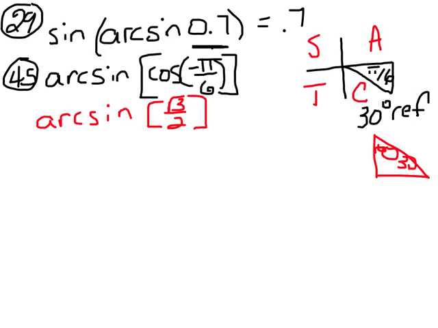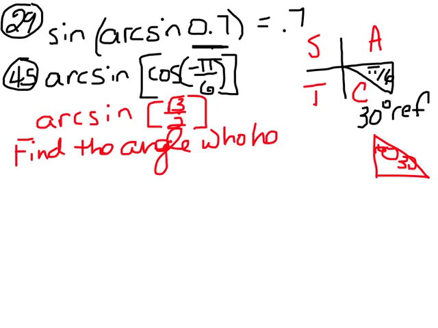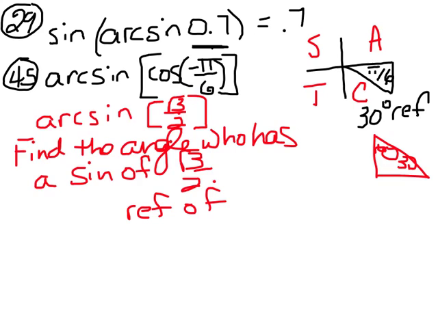All right, so now what is this saying? If I have the arc sine of square root of 3 over 2, what is this asking me to find? What are we doing with arc cosines and sines? We're finding the angle. It's asking me to find the angle which has a sine of square root of 3 over 2. That's what that statement is saying. So what angle has a sine of square root of 3 over 2? 60, okay? So we have a reference angle of 60 degrees.